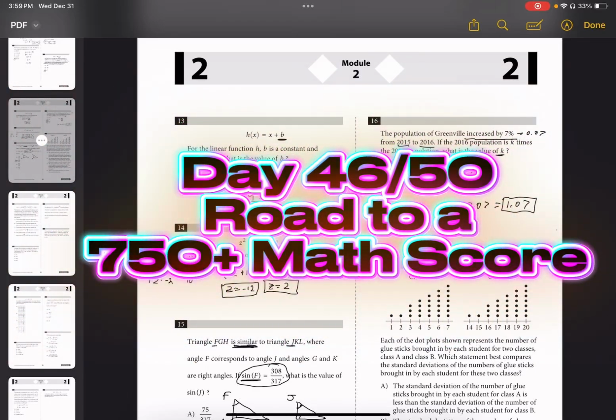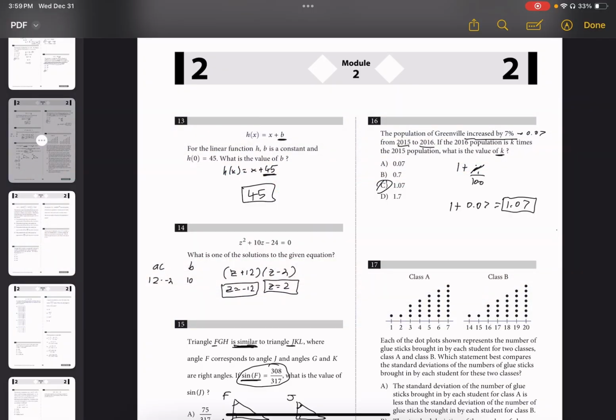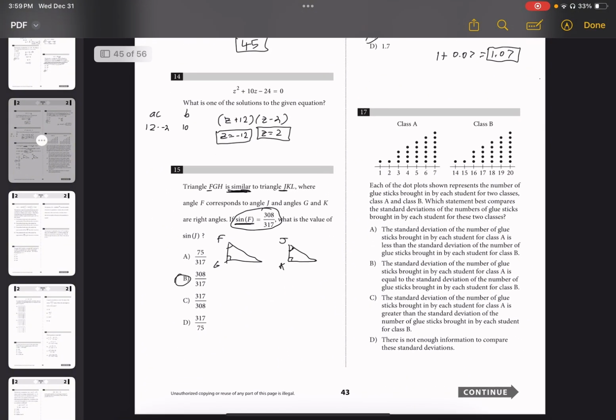Welcome back, everyone. Today we're going to be working on part 2 of module 2 for practice test number 9. This is probably the hardest section of questions, so make sure you pay attention closely. Question 17 we're going to start on.